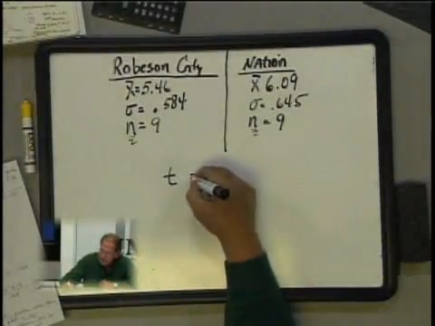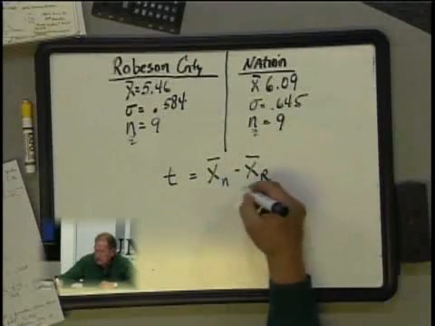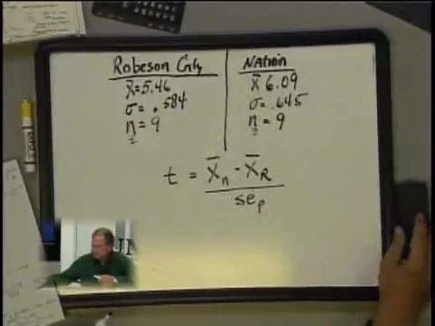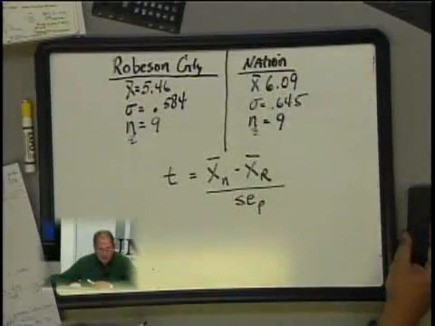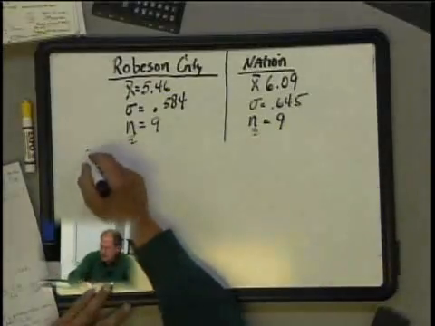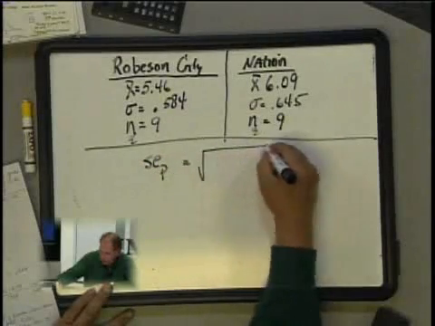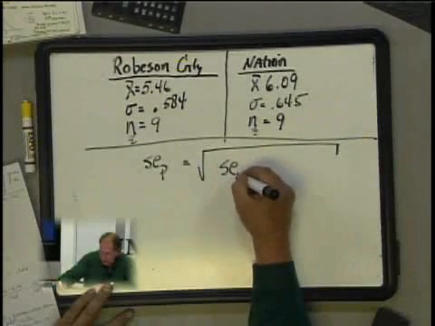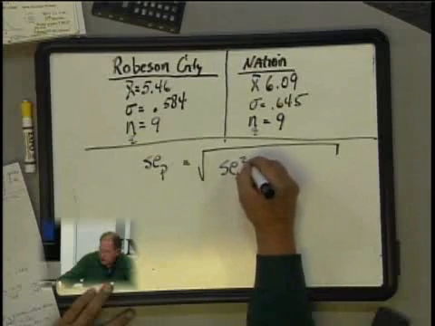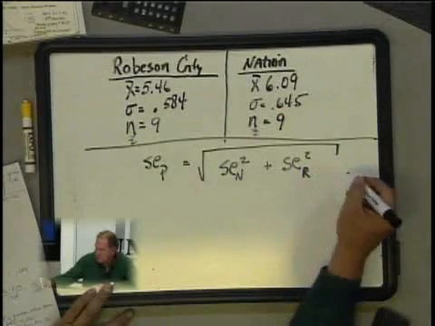My formula is T equals the mean of 1, let's say that's the nation, minus the mean of Robeson County, divided by the pooled standard error. That look familiar to everyone? The first thing I want to find out is my pooled standard error. The formula for the standard error pooled is equal to the square root of the standard error of the nation, squared, plus the standard error of the county, squared.